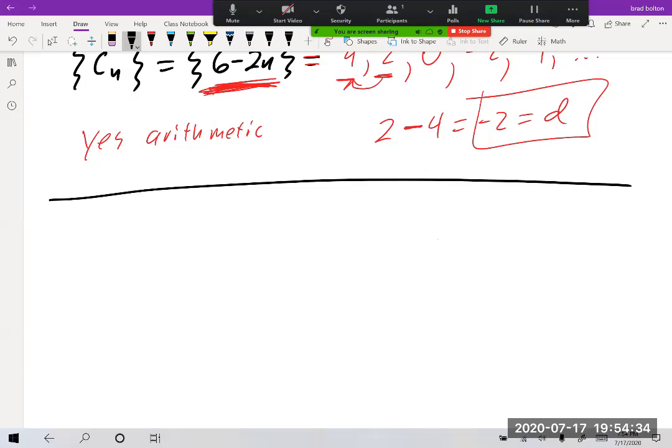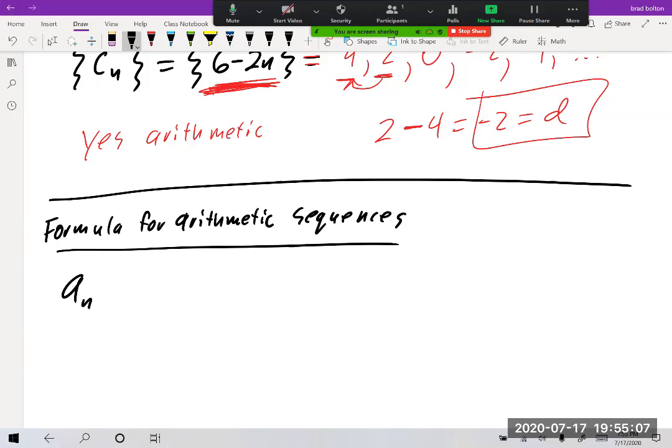So let's look at something else. So now I just want to kind of work with formulas for arithmetic. So this is the general term of an arithmetic, the A sub n term for arithmetic. Okay, so we're going to say A sub n can be found by doing A sub 1 plus n minus 1 times D. So this is a formula you want to memorize or have in your notes.